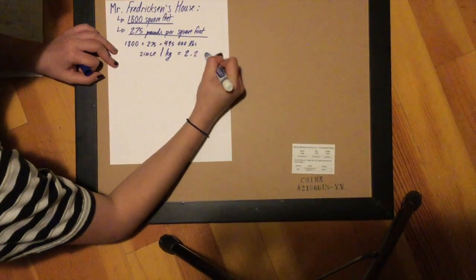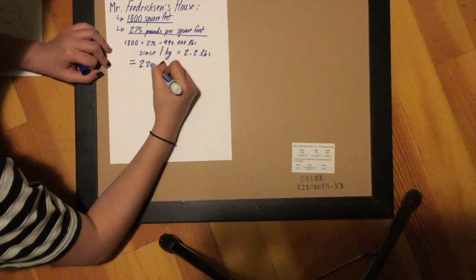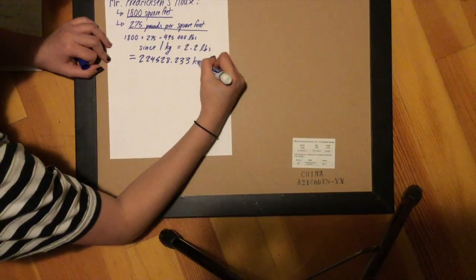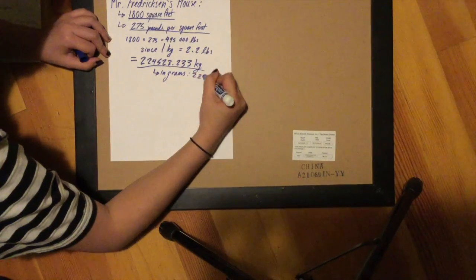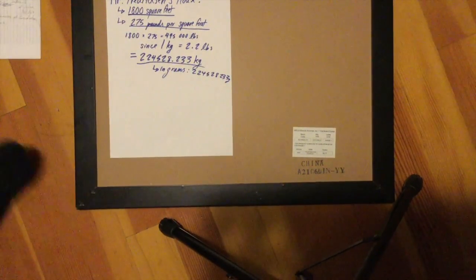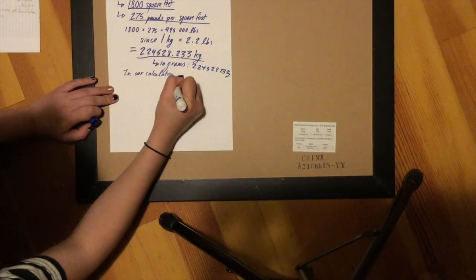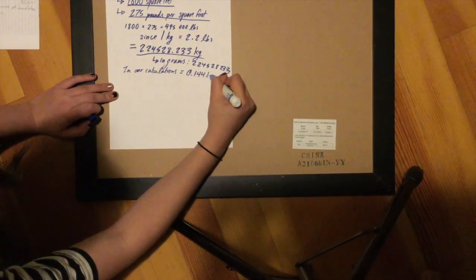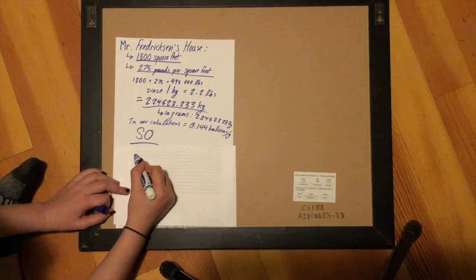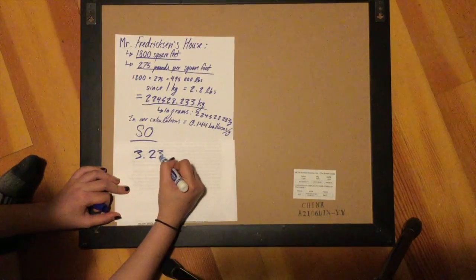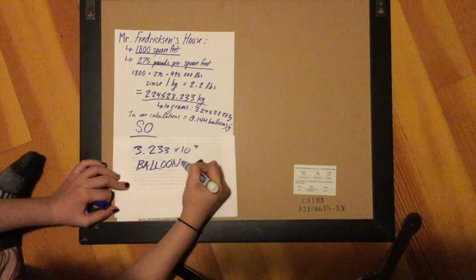This gives us the whopping mass of 495,000 pounds. And since we want this in kilograms, so it's easier to calculate, we get about 200,000 kilograms. In grams, that's about 200 million. So, based off our experiment, we found that it takes 0.144 balloons for a gram. So, that means that we need about 3.233 times 10 to the 7 balloons.